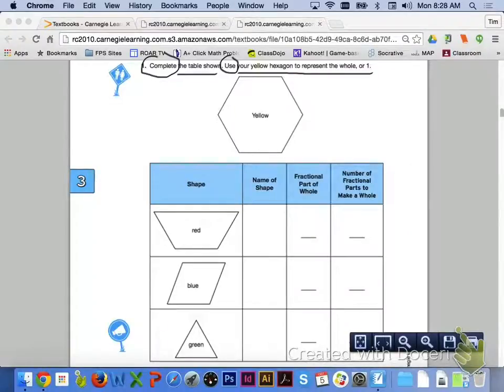If we take a look at page 114, problem 1, hexagonal fractions, we are going to complete the table shown, and we are going to use our yellow hexagon to represent the whole or 1. So if you take a look at the table, you are going to write down the name of the shape and then the fractional part of the whole and the number of fractional parts to make a whole. So go ahead and complete the table with your group members.